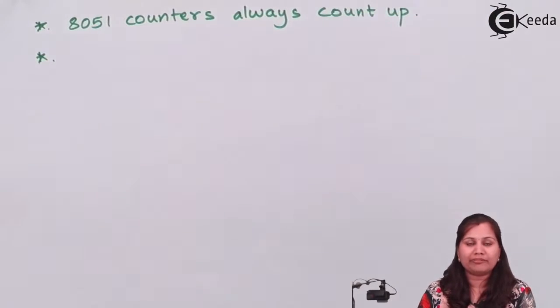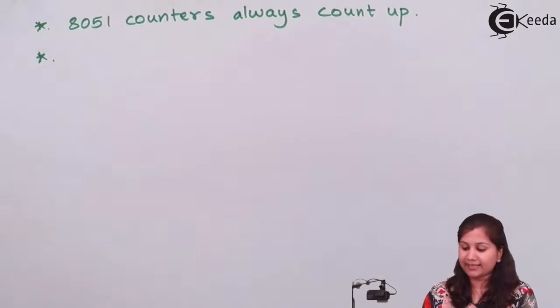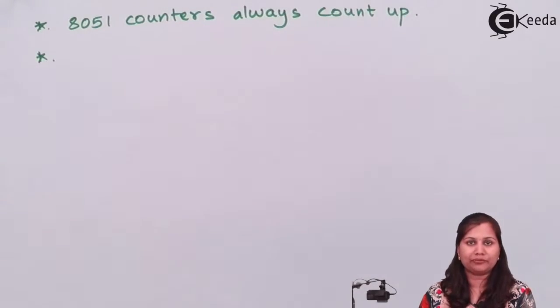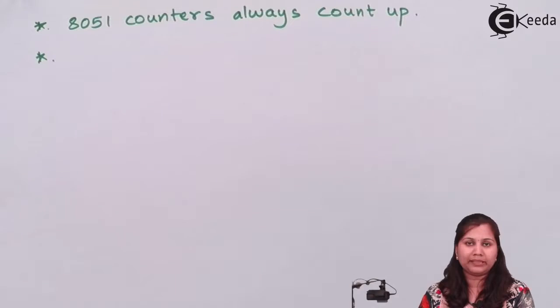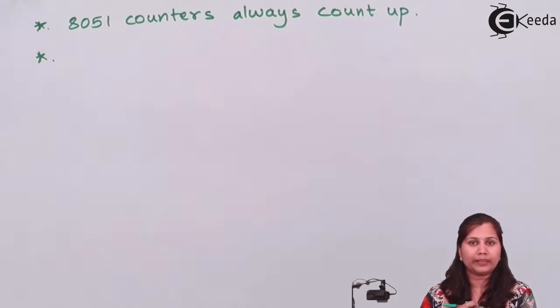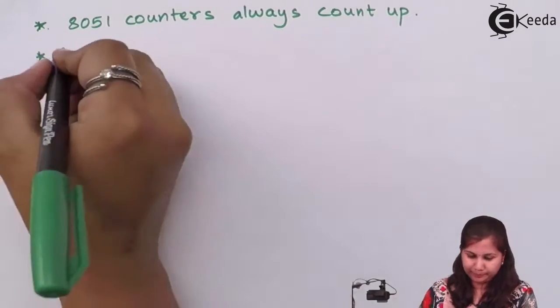The 8051 counters, means when these timers and counters are acting as counters, counting the number of events, they always count up. Means we are going to initialize them with a value of 0, and we are going to load the count value, and from 0 to its maximum value, it is going to increment the counter. Always count up means that the counter is going to increment.